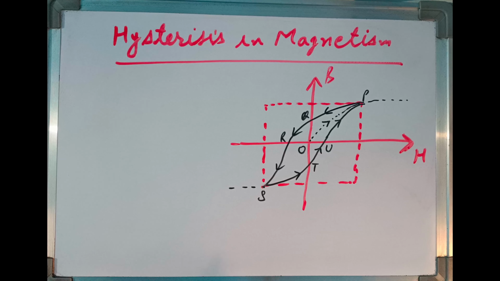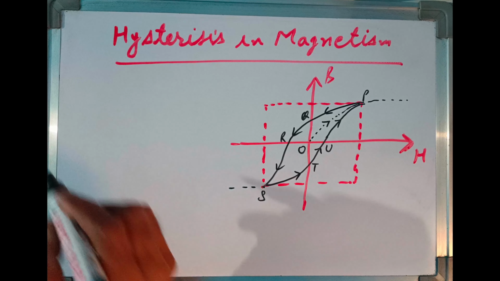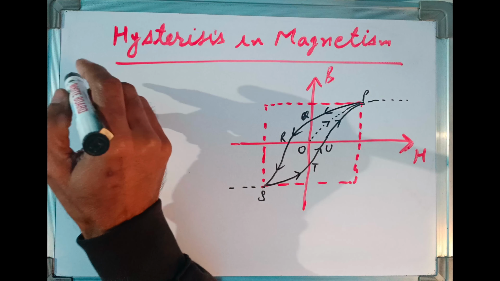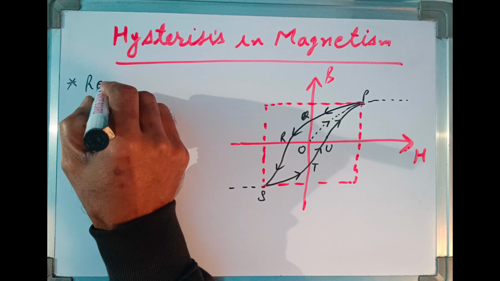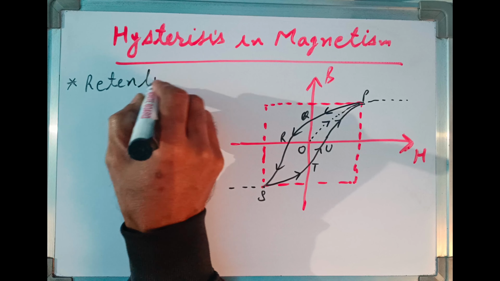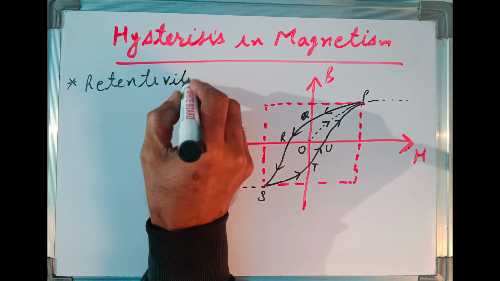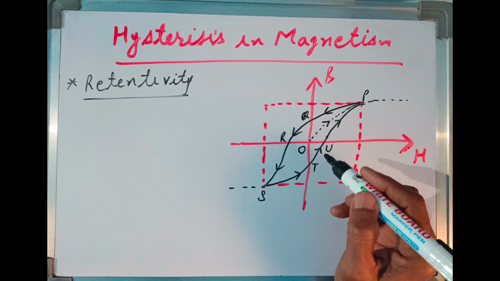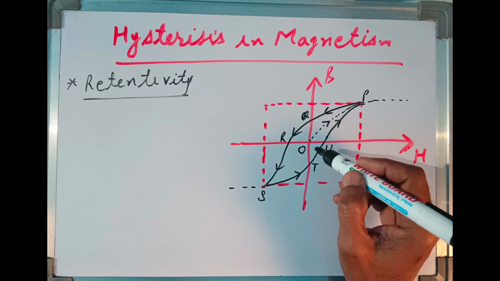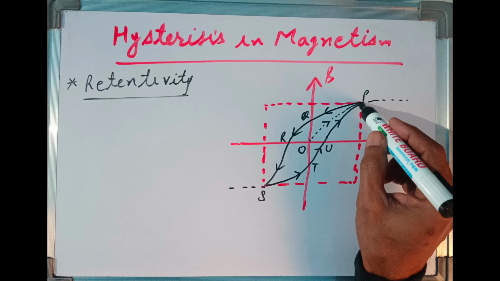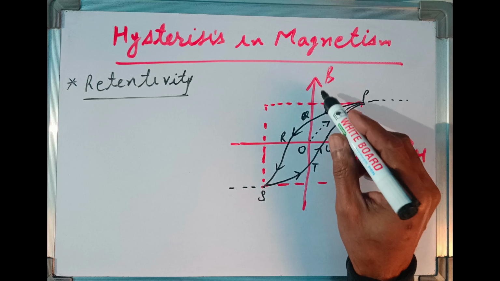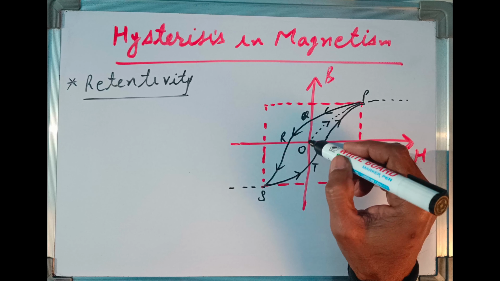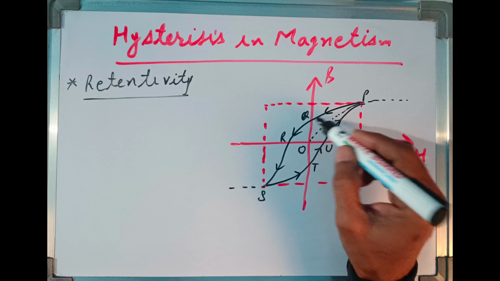Now let me introduce two very important properties of magnetic material with the help of this graph. One property is called retentivity of magnetic material. As we have seen in this graph, when we decrease the value of H from this position, H becomes 0 but B does not become 0. It means some magnetism is left in the material, from point O to Q.